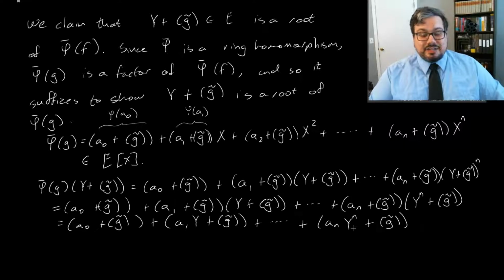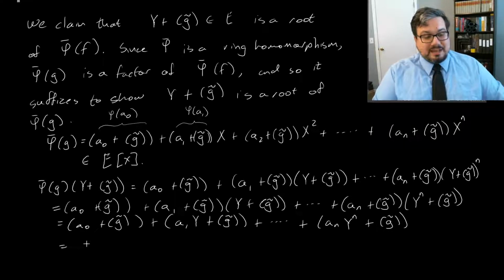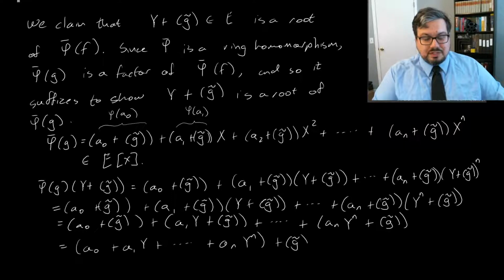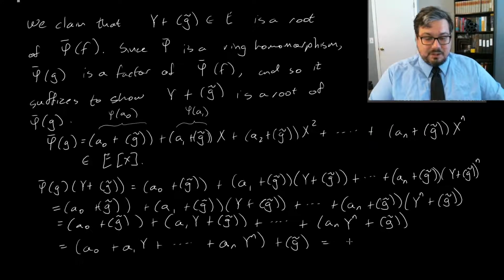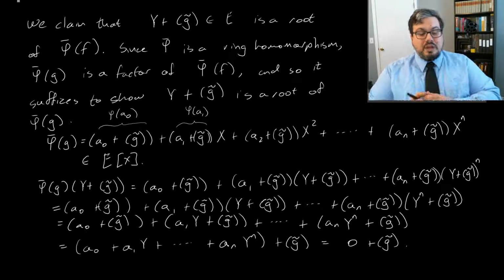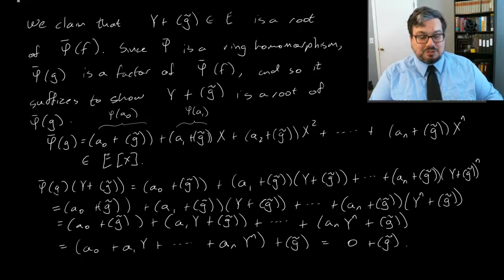But now addition inside E is obtained by just adding up the representatives. So this is a0 plus a1y plus etc. plus an y to the n plus G tilde. But now notice that this representative here, a0 plus a1y plus through an y to the n, is exactly G tilde. So this is exactly 0 plus G tilde. And that shows that y plus G tilde is a root of phi bar of G.